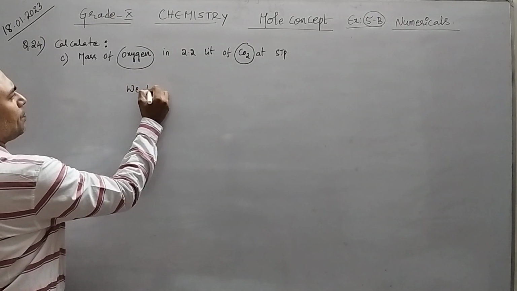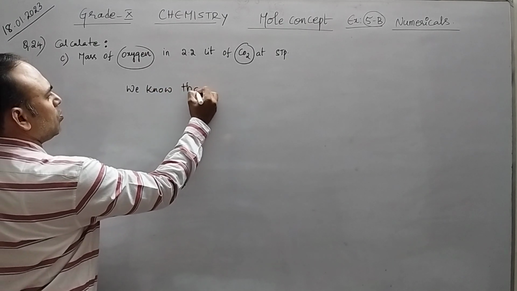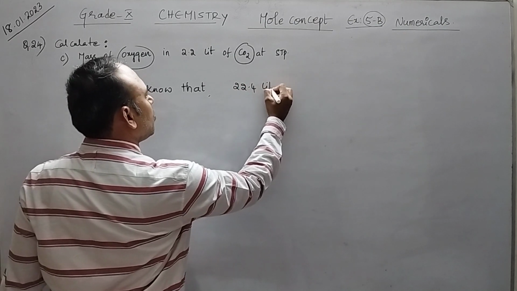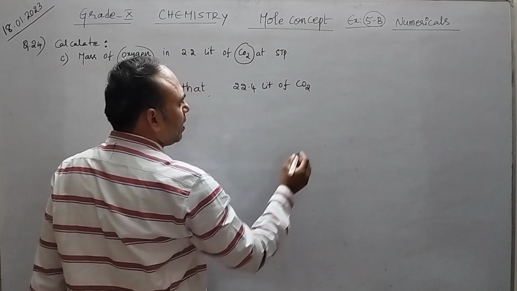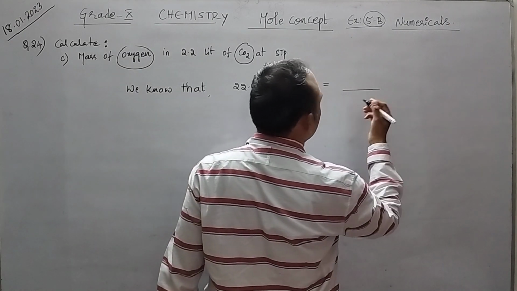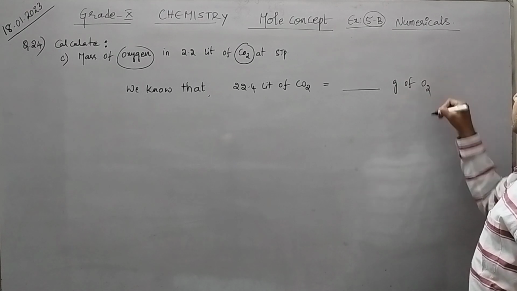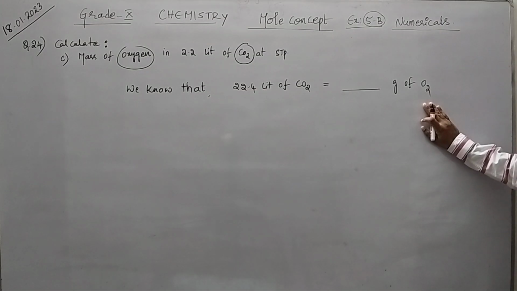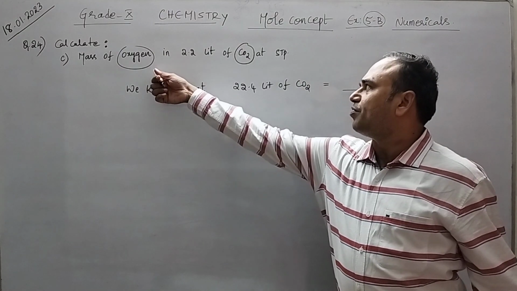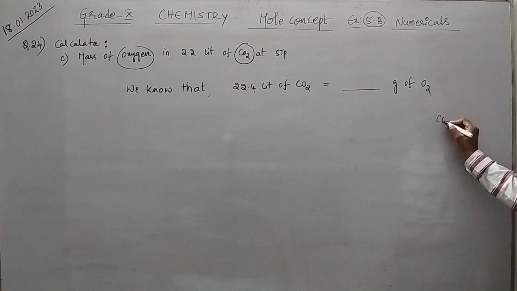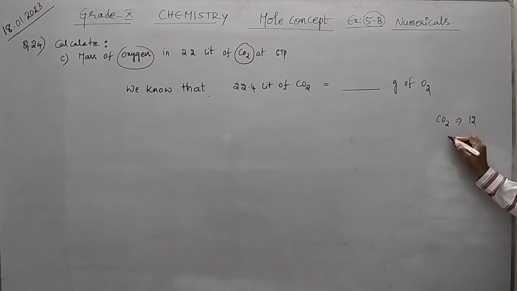See, we know that here if you have 22.4 liters of carbon dioxide, so we have to calculate how much gram of oxygen. So first, if you know this, then you can easily identify what will be the mass of oxygen in 2.2 liters. So we have the molecular mass of CO2, that we have already known, 12 grams plus 16 into 2, that is 32 grams.